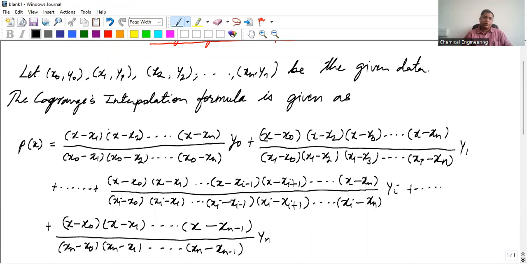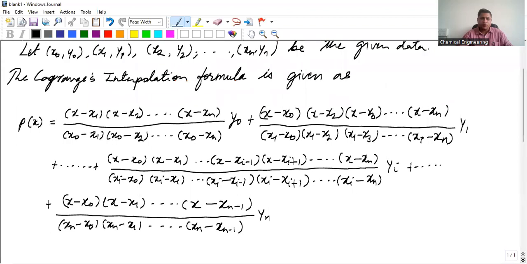In the construction, we need to understand that in the first term we don't have the x minus x0 term in the numerator, so all the terms in the denominator will be x0 minus all the other xi. Here we don't have the x minus x1 term in the numerator, but all the denominator terms will be x1 minus xi, where i is not equal to 1. Like that we have to construct all the terms, and these terms give the n minus 1 degree polynomial, which we call Lagrange's interpolating polynomial. We can understand this better with the help of an example.